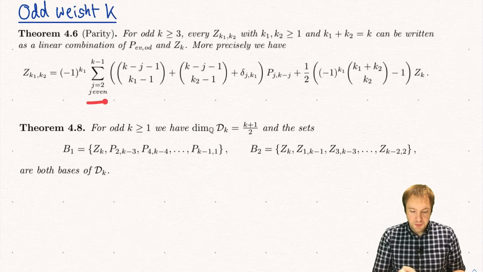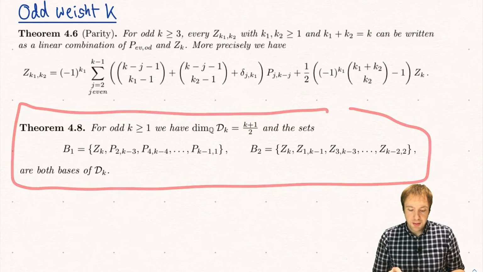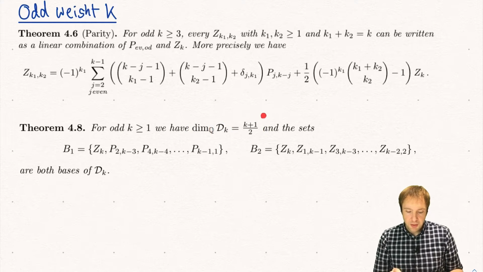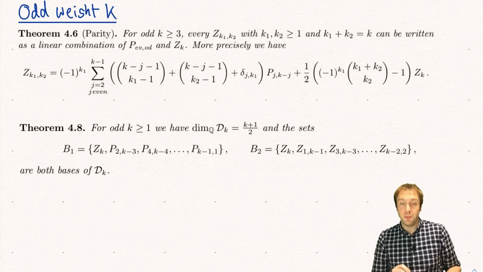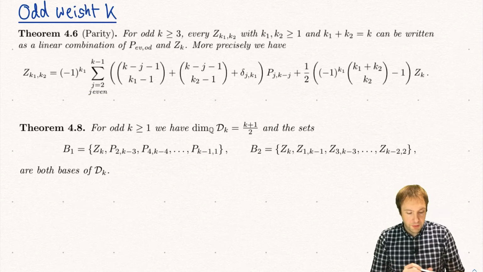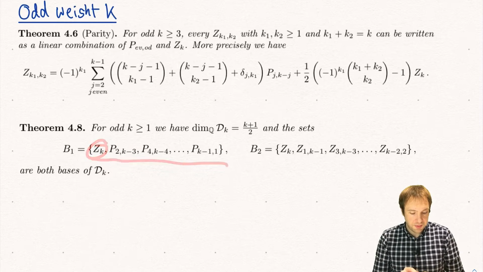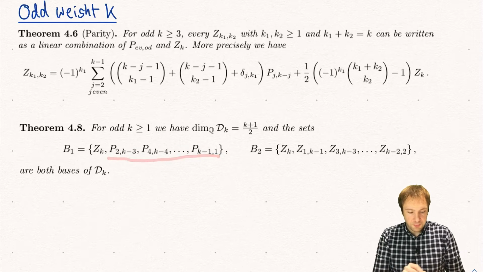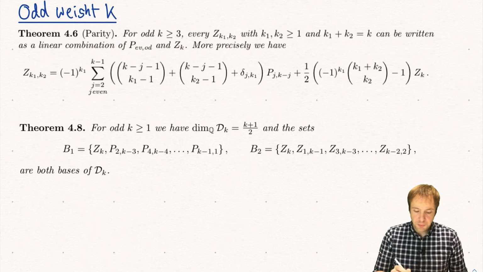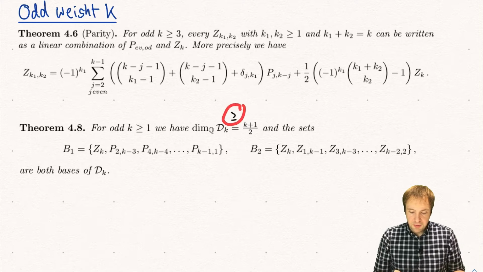And then using this, we were able to prove this theorem. So in the odd weight case, we were able to prove the dimension formula for the space Dk, which in the odd weight case is given by (k+1)/2. And also this theorem gave us two possible choices for a basis. So for example, one choice was we can choose the single Zk's and all these P's, which comes exactly from this formula here. So by the definition of the formal double zeta space, this lower bound was clear.